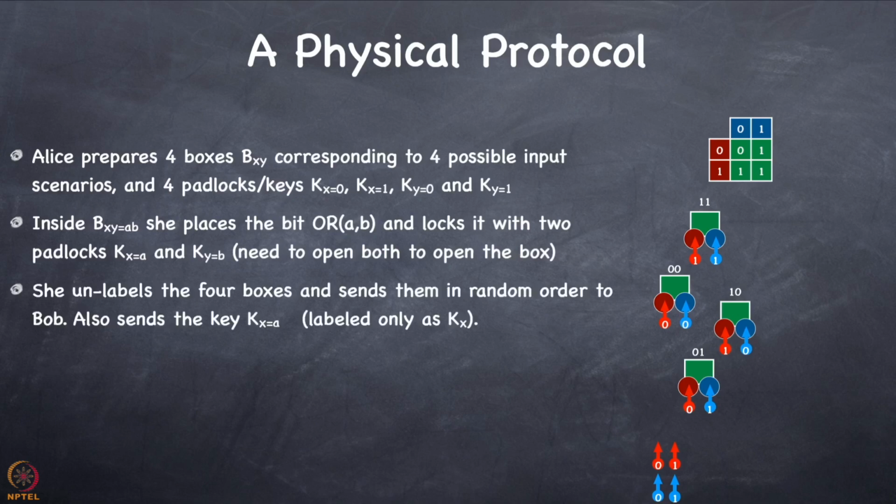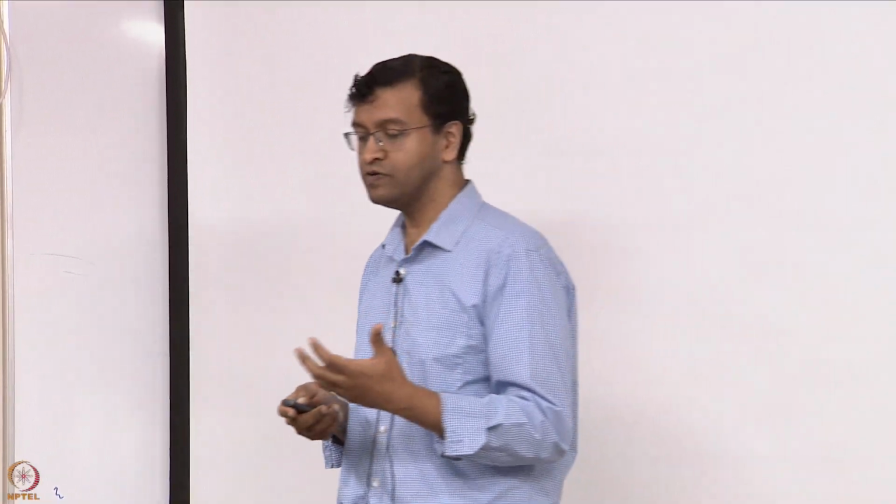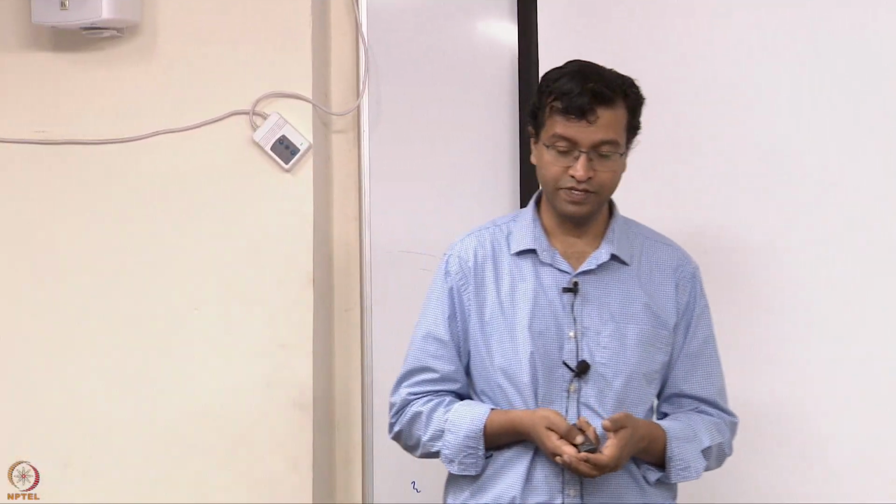And then Alice unlabels the boxes and sends them in random order to Bob. So Bob just gets 4 locked boxes with some locks hanging onto them. He doesn't know which box is labeled 0 and which is labeled 1, for that matter.